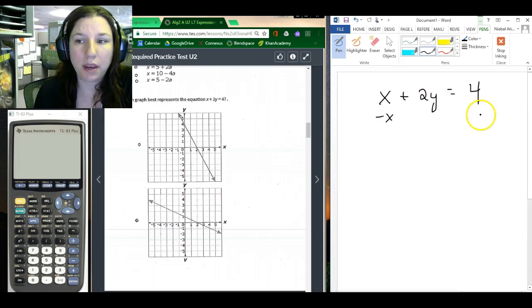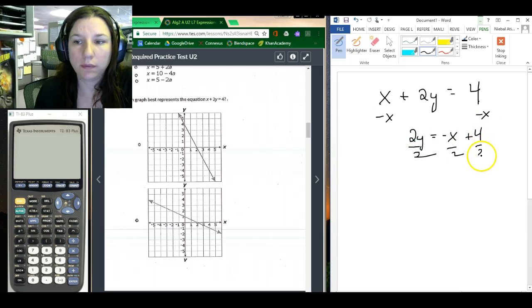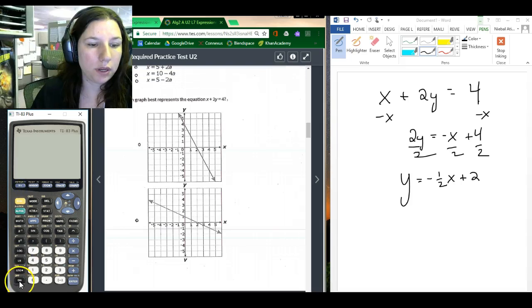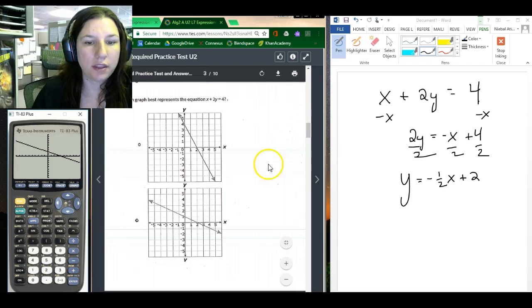So I would subtract x, and then divide by 2. So we get y is negative 1/2 x plus 2. And now that it's solved for y, we can go over to our calculator. Hit graph, and then you can match your graph to your options.